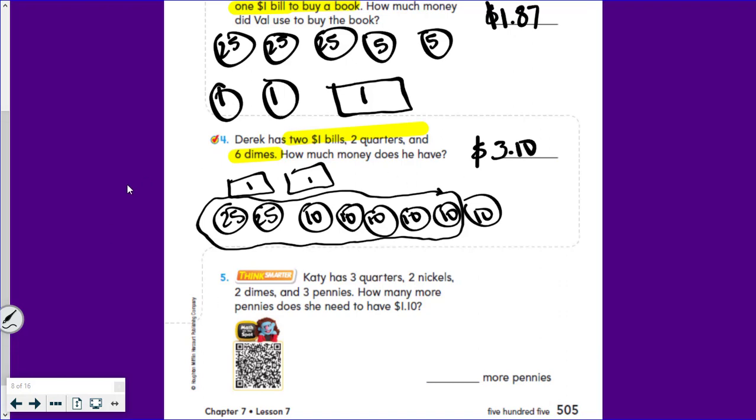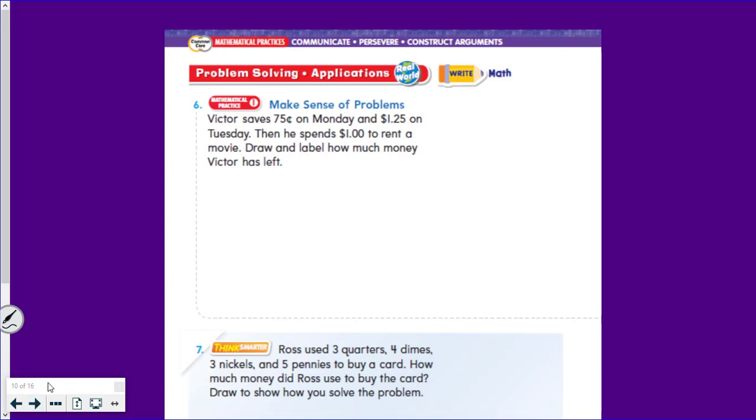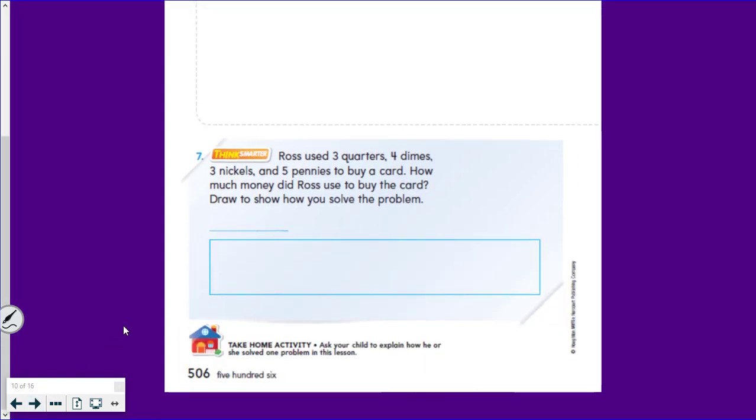All right. So the last thing we need to do is our Think Smarter problem, which is on page 506. I'm going to read the problem to you. I want you to try to solve the problem all by yourself. Okay? Ross used 3 quarters, 4 dimes, 3 nickels, and 5 pennies to buy a card. How much money did Ross use to buy the card? Draw to show how to solve the problem. So you're going to pause your video. You're going to draw the coins and bills in the box and then figure out the total and write it on the line. So go ahead and pause your video.